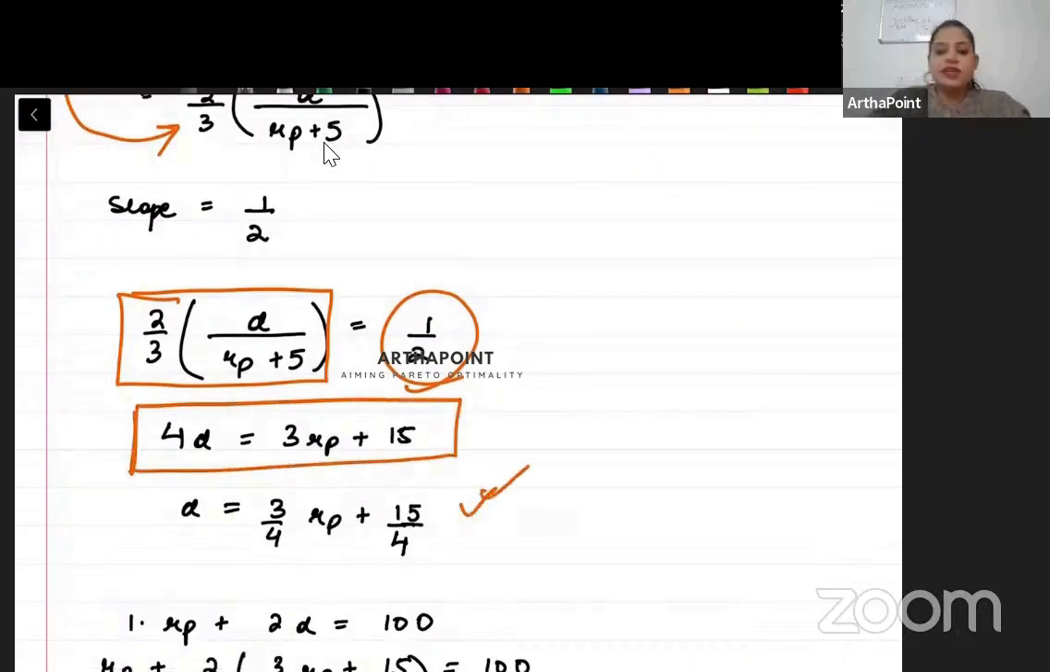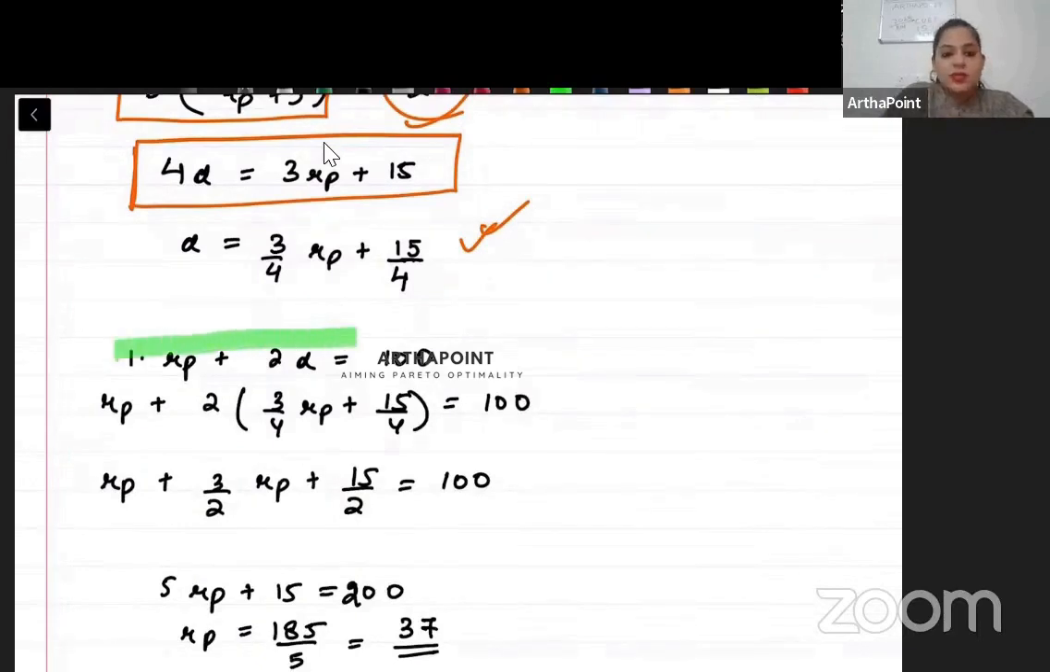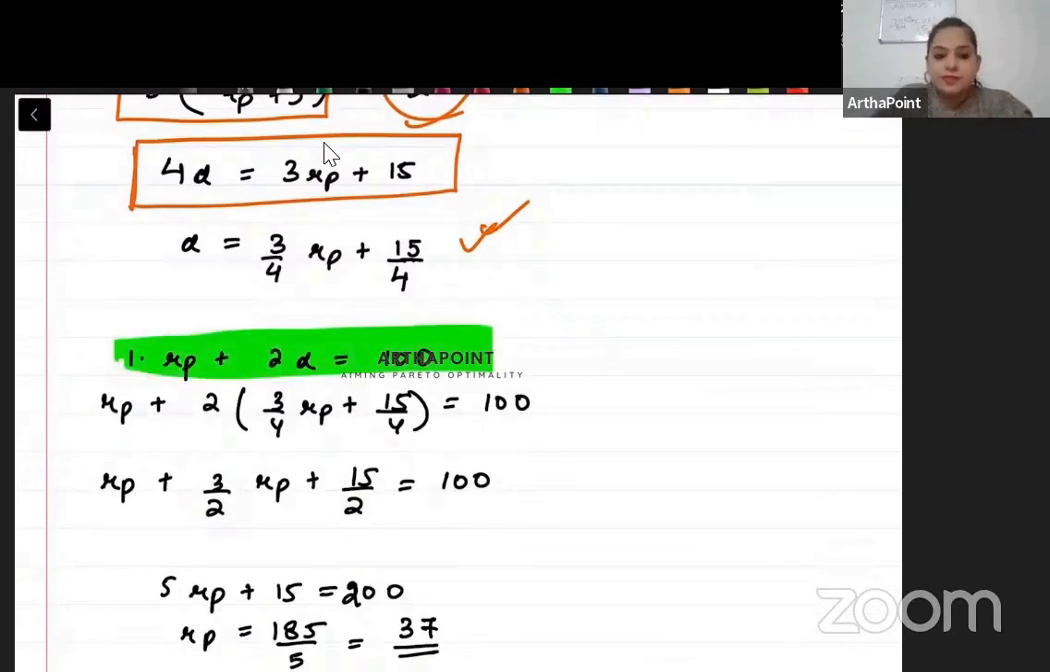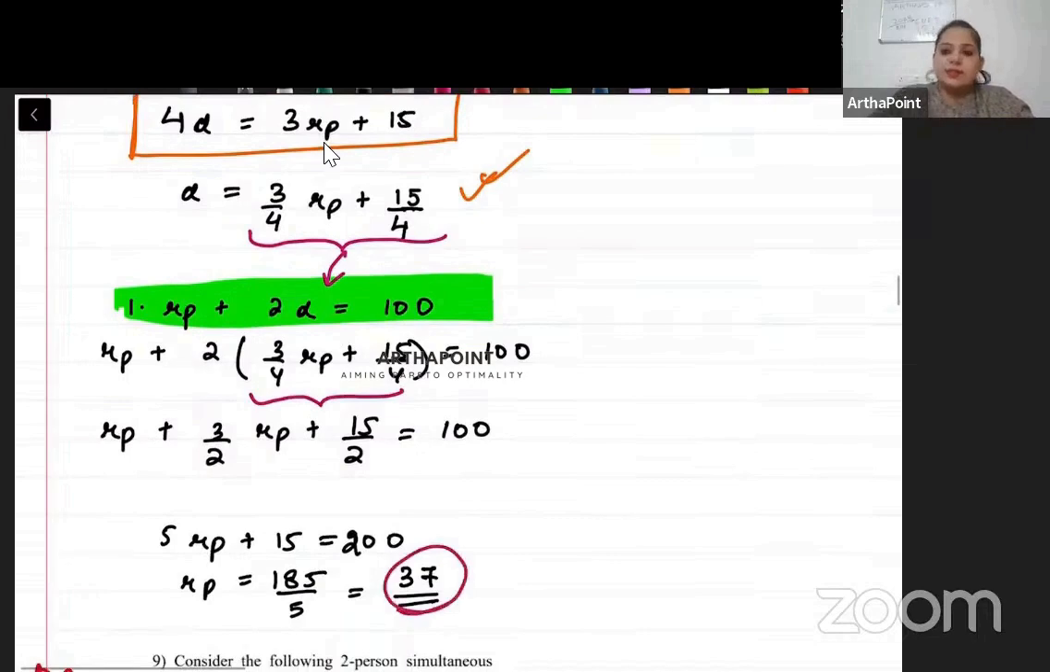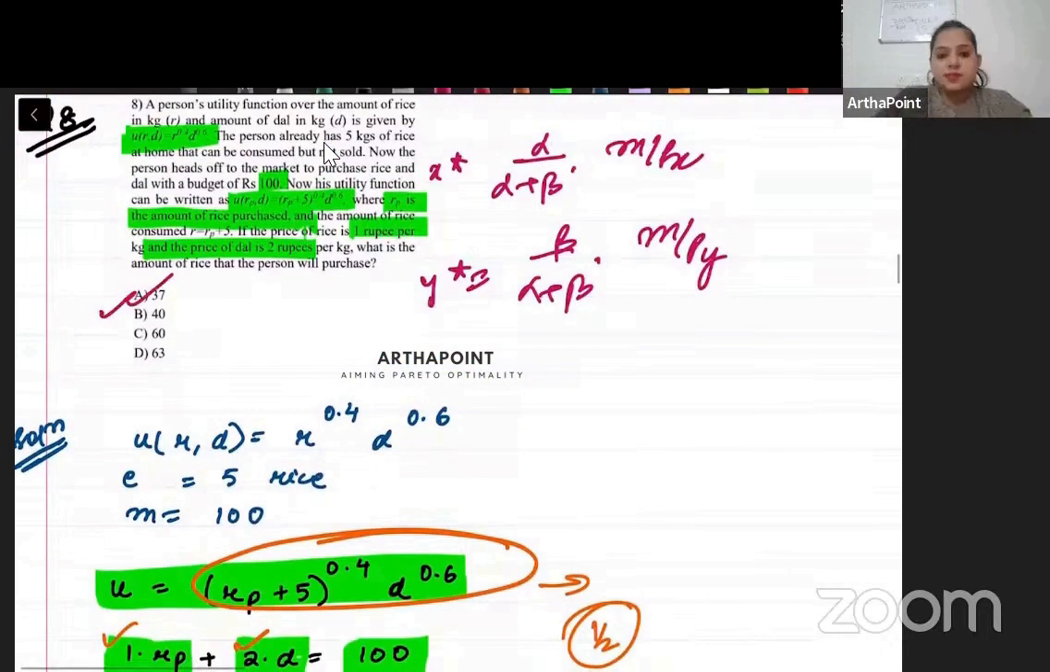From here, you can find the value of D. Now, we know that our budget line is 1 into RP plus 2 into D is equal to 100. If inside this D, I can plug in this value, my entire function would be only a function of RP. I can go ahead and plug in this value and solve for RP and I will get 37. So they are asking me how much rice I will purchase from the market. I will purchase 37 units of rice.